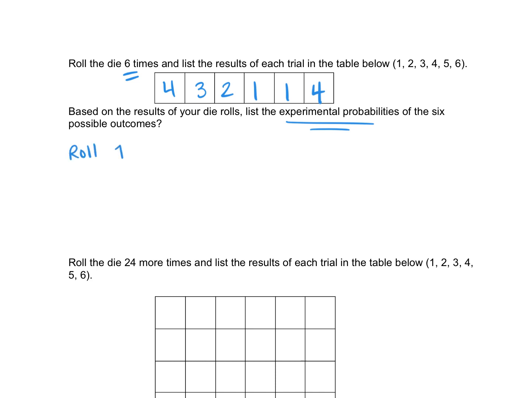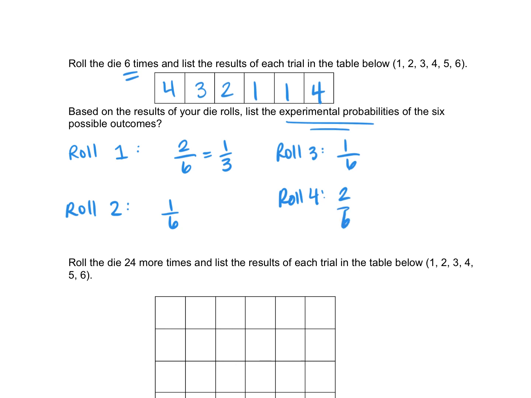So roll 1, that happened twice, so I'm going to have 2 out of 6, which is equal to 1/3. To roll a 2, that happened 1 out of 6 times. To roll the 3, that happened 1 out of 6. To roll 4, that happened 2 out of 6, which is 1/3. And to roll 5, that never happened, so that's 0 out of 6, so really 0. And rolling the 6 also happened 0 out of 6, which is equal to 0.